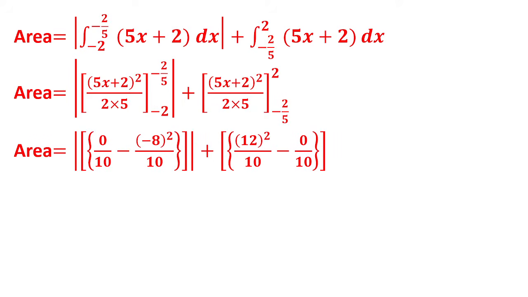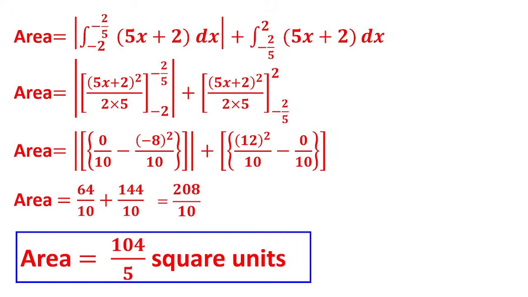I am substituting the values. Here one advantage is that either the upper limit or lower limit will become 0, because 5x plus 2, when you put -2/5, it will become 0. Therefore, I am substituting now. Be careful, for the first one I am finding its absolute value. Otherwise, it will become -64/10. You have to be very, very careful. Therefore the answer is 208/10 or 104/5. Please be careful, when you do the integration directly, you will get a wrong answer.